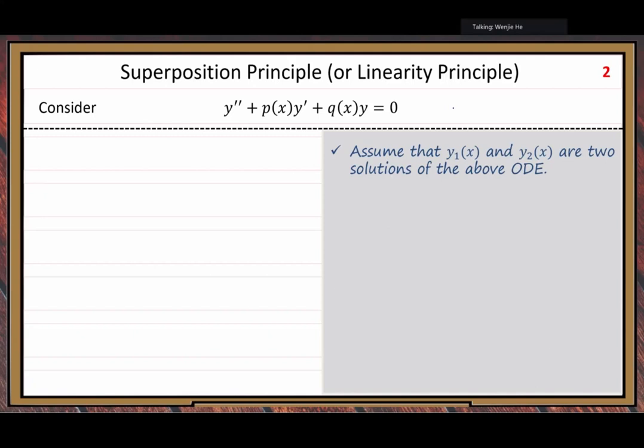Assume that the y1 function and the y2 function are two solutions of the above ODE. So you can plug y1, y2 into the original equation. y1 satisfies the original equation, and y2 also satisfies the original equation. Now we want to do linear combinations of these two equalities. The first one, we multiply by constant C1. The second one, we multiply by constant C2, then add them up.